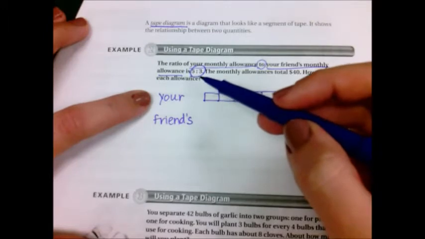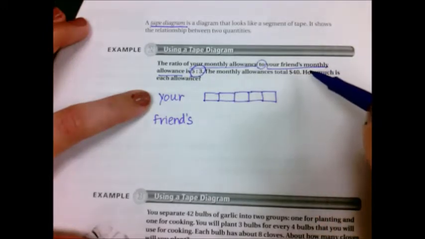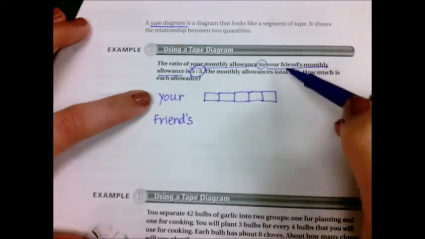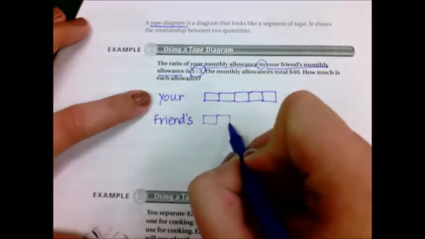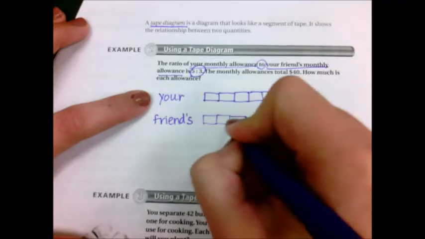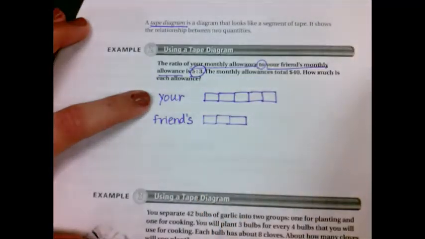3 is the second number, so that goes with the second thing that was said in words, which was your friend's. So I'm going to draw 3 rectangles, and I'm going to try to make them line up the same as the top.